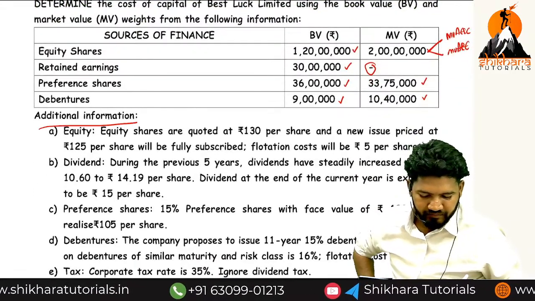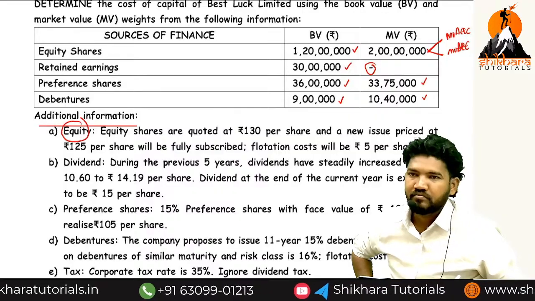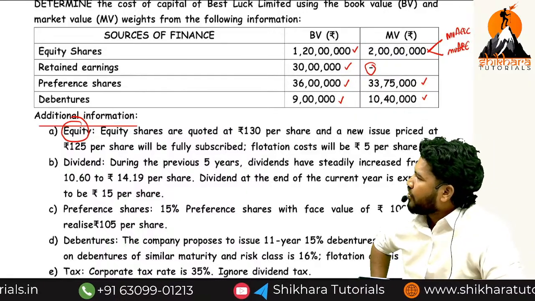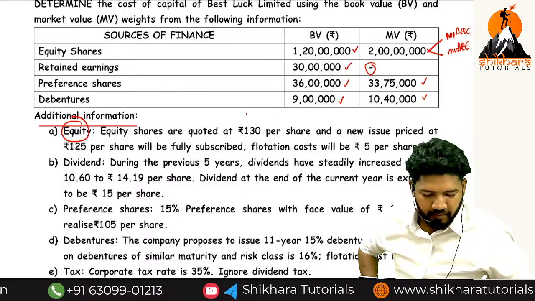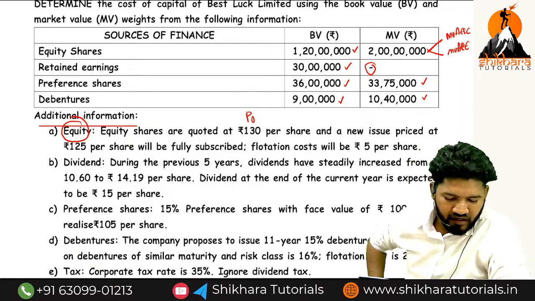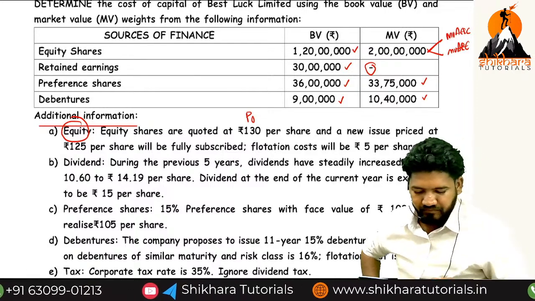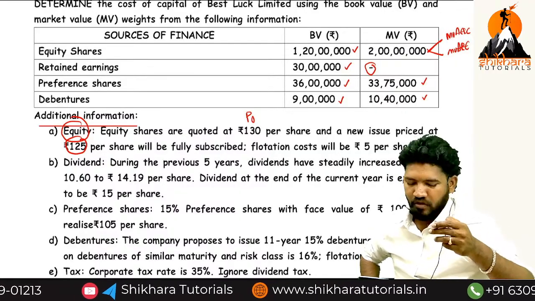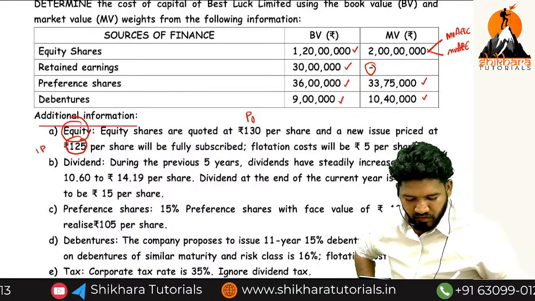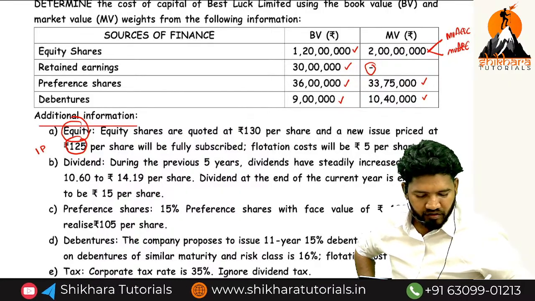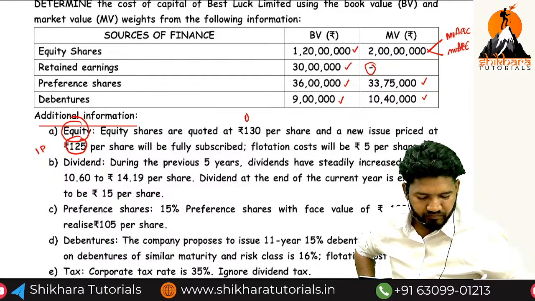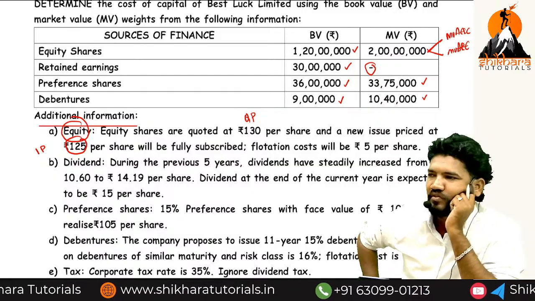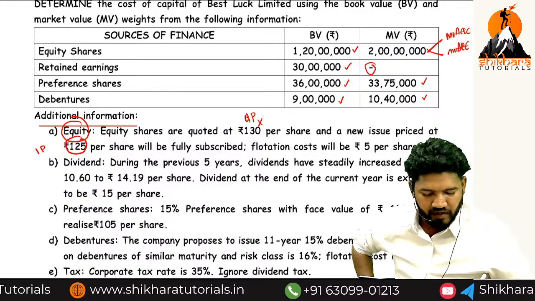Additional information. It's about equity, for KE purpose. Read the point. Equity shares are quoted at rupees 130, which I can name P0, per share. And a new issue price at 125. In the prospectus they quoted 130, but issued at 125. This is called the issue price. This is called the quoted price. Which price do I need to consider? Issue price I need to consider. Clear now? So this is irrelevant.